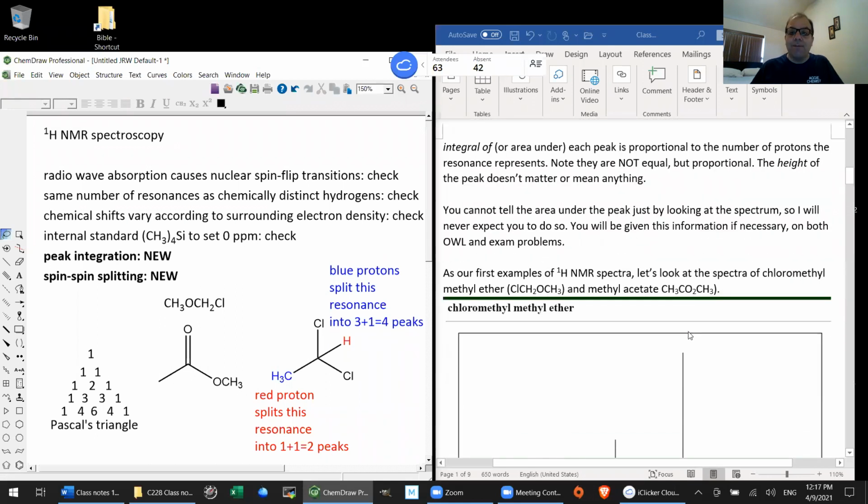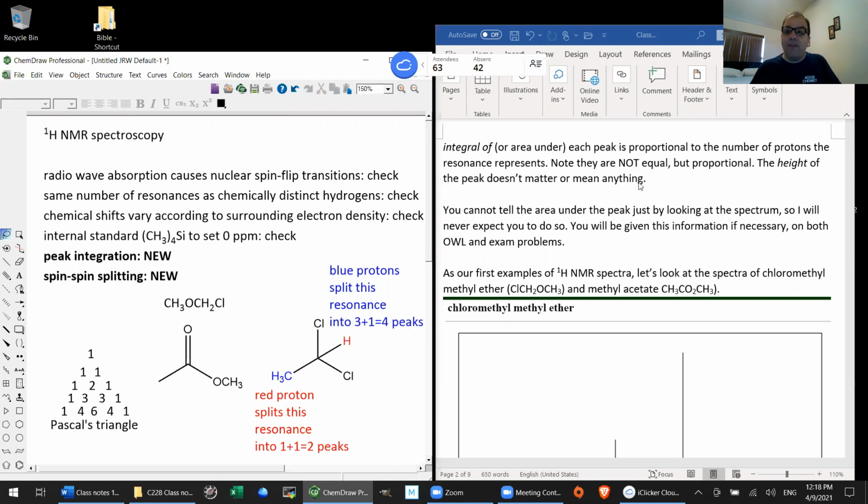But in Proton NMR, we use the area under each of the resonances, and it turns out to be proportional to the number of protons that the resonance represents. I didn't say equal to, I said proportional to. And the instrument takes care of all that for us. It normalizes everything to the smallest of all of the integrals. It divides through by that smallest number, and the numbers that pop out are then going to be proportional to the number of hydrogens in the resonance. It's all going to be about ratios.